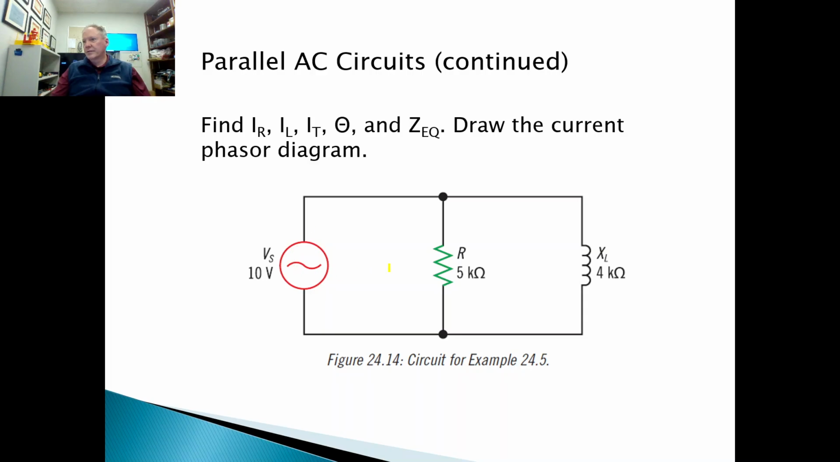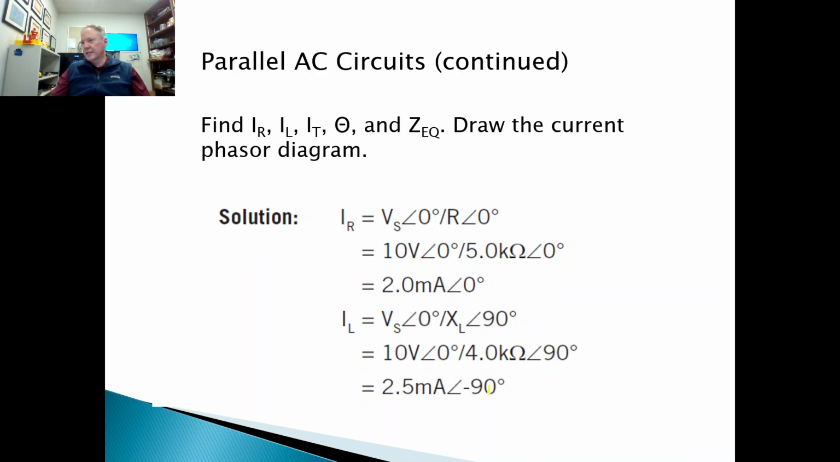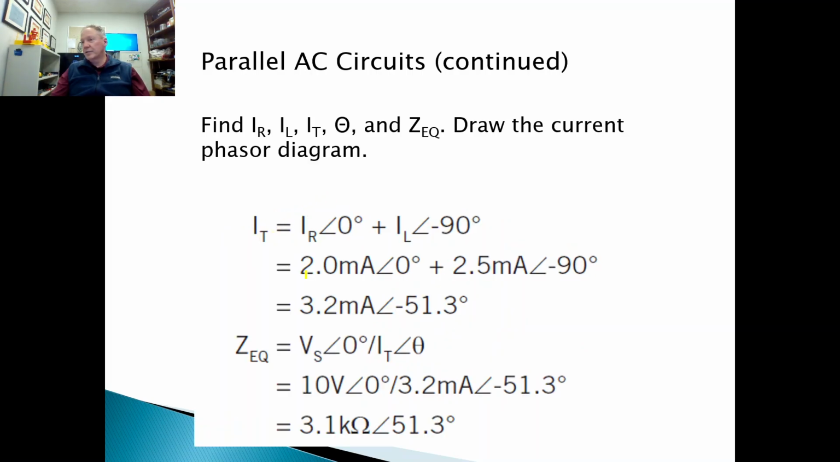All right, so here we go again. So what is the current through IR? It's going to be Vs divided by 5K, which would be 2 milliamps at 0 degrees. And then the current through this inductor will be 10 volts divided by 4K, which will be 2.5 milliamps at a negative value, right? So that's going to be negative 90 degrees. And then IT is going to be a total of IR plus IL. And then that's where we get theta here.